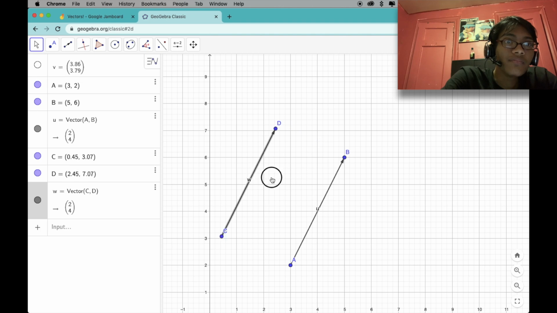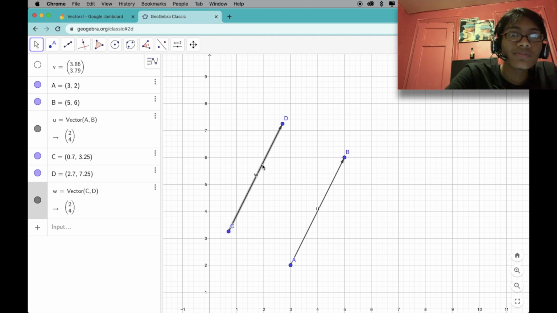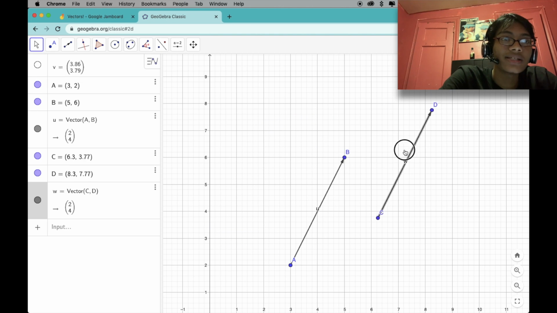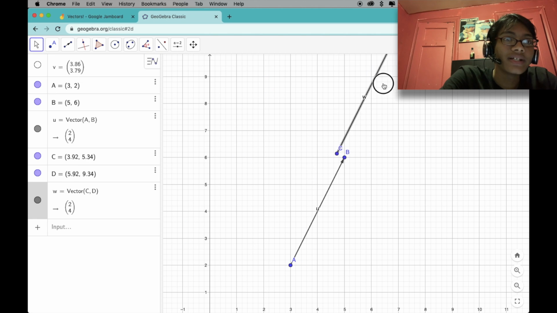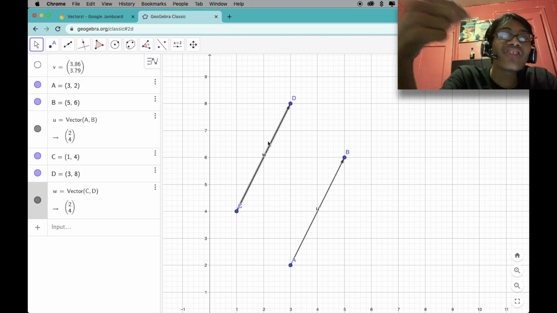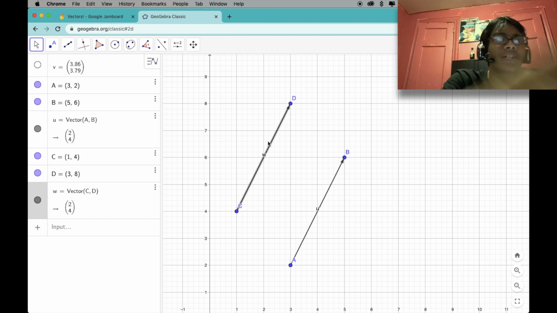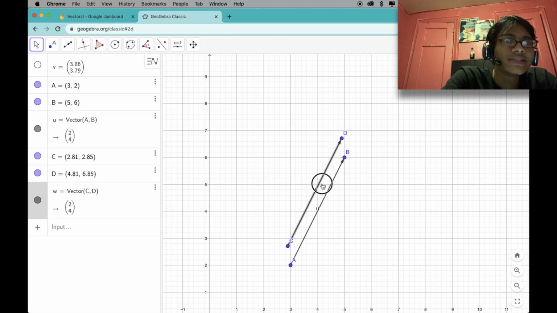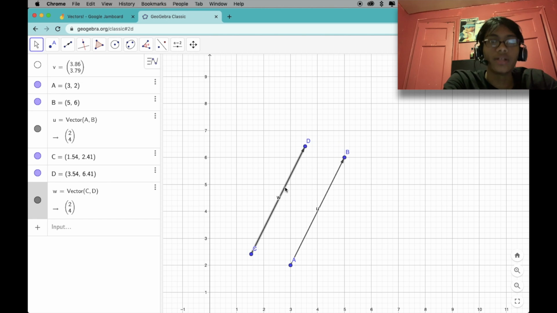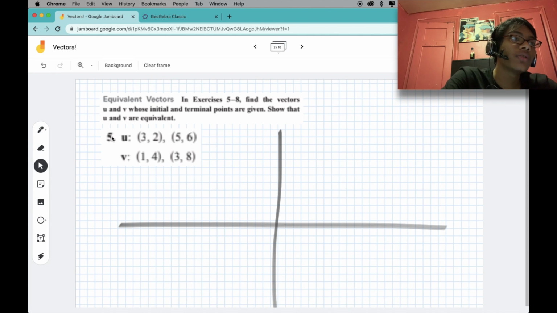These two vectors, the only difference between them is that they're in different positions, right? So these two vectors are one and the same. They're the same arrow, just in different places. Different, same. Hopefully you get the point. Okay, so that's how you show that two vectors are the same geometrically.